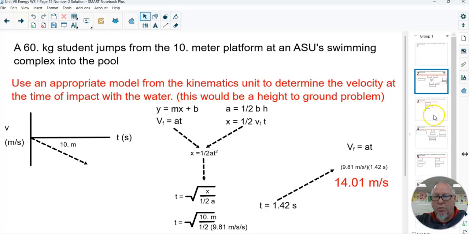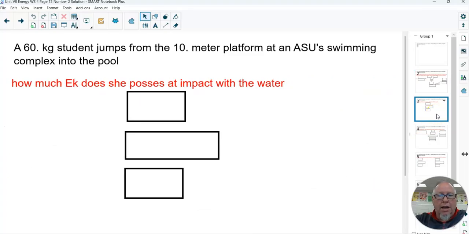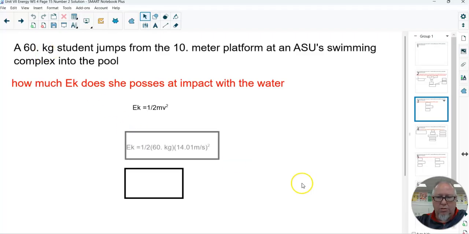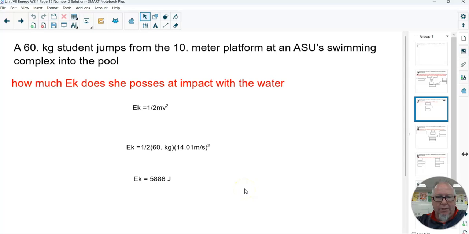Moving on to the next question for number 2. How much kinetic energy does she have at the time that you impact the water? So kinetic energy, this is very straightforward. This is the formula for kinetic energy. I know the velocity because I just solved it in the last problem. I know the mass because it was written in the problem, so plug in your numbers and calculate 5,886 joules. Moving on to the next problem.